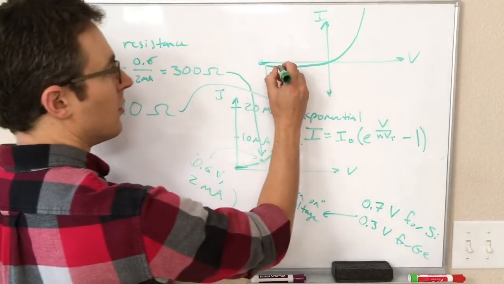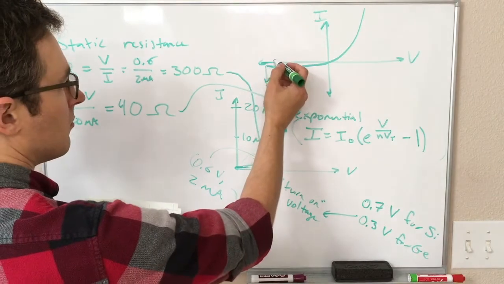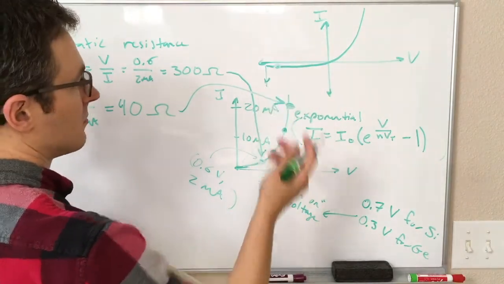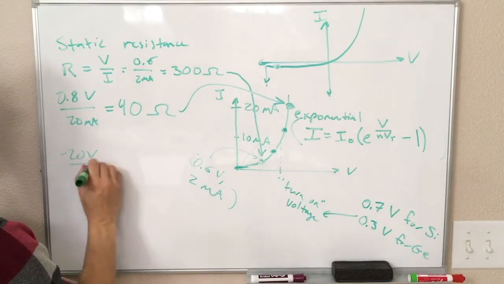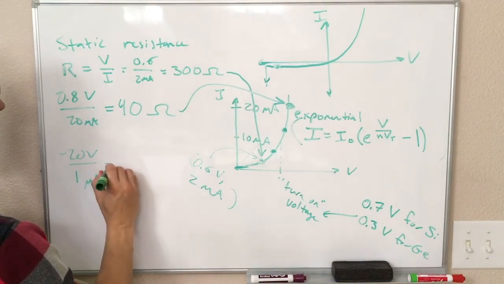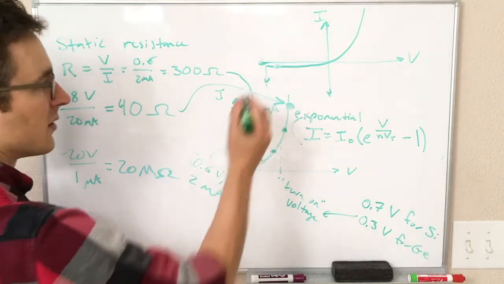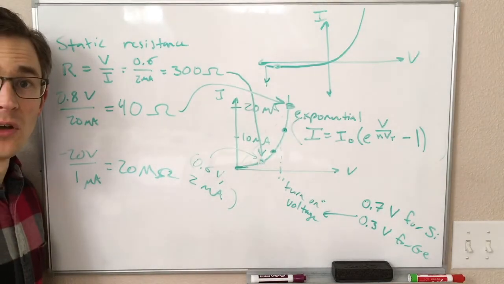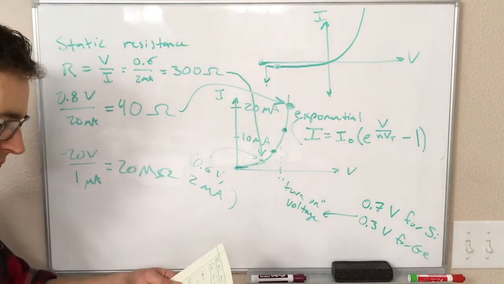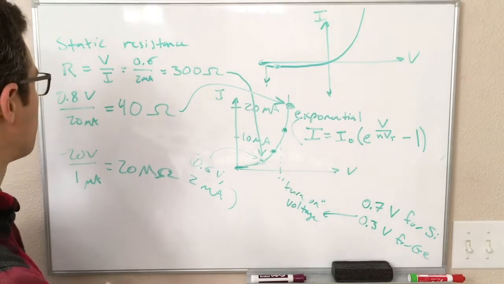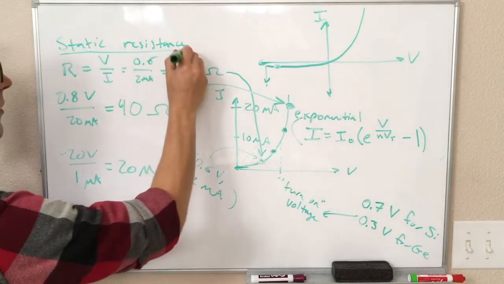And if we look at some point way out here where we have, let's say, minus 20 volts and minus 1 microamp or something like that, here we have 20 megaohms. So it's like our diodes have a really big resistance when we have them in this reverse biased region. Okay, so this is called the static resistance.